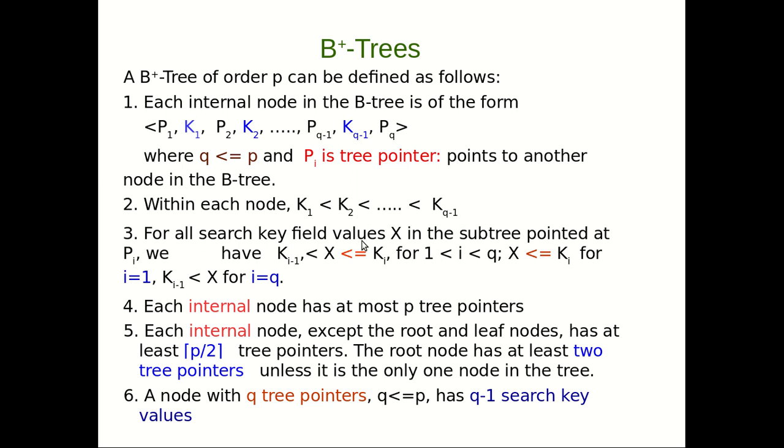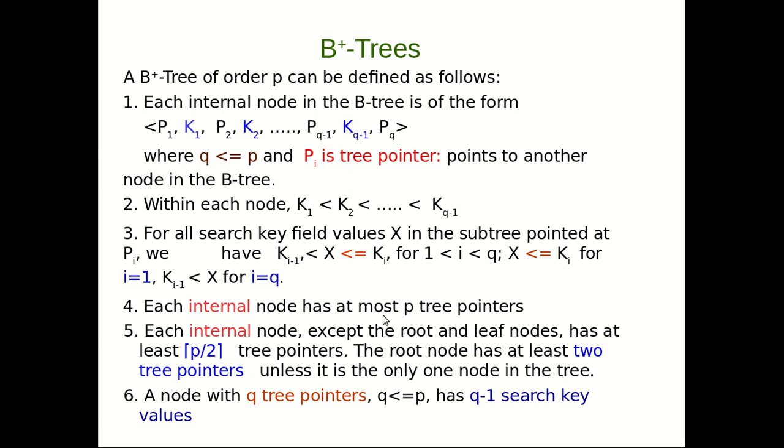For a search key value X in the subtree pointed by Pi, we have K(i-1) less than X less than or equal to Ki, and this is the case for 1 less than i less than Q. For i equal to 1, X is less than or equal to K1, and K(Q-1) less than X for i equal to Q. That is already explained from the figure.